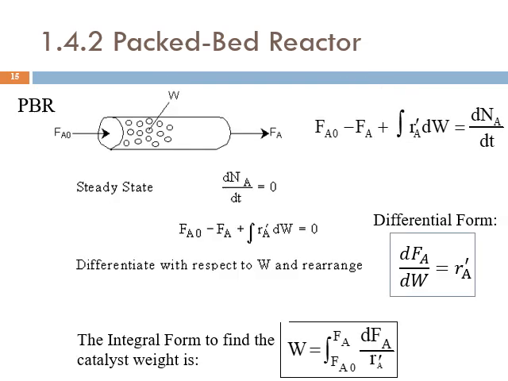Okay, how do you derive the design equation? Well, the same thing as you did for the plug flow reactor, and you can use either approach. However, now it will be dFA over dW. So it's not over dV, it will be over dW. And the rate will not be Ra, it will be Ra prime. Again, this is the differential form, and this is the integral form.